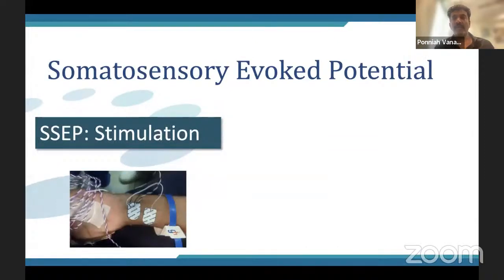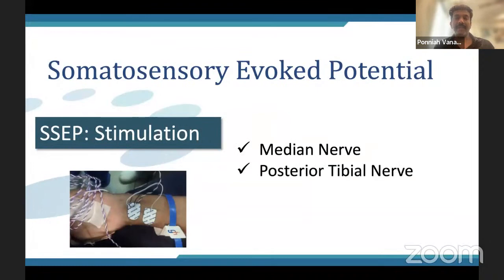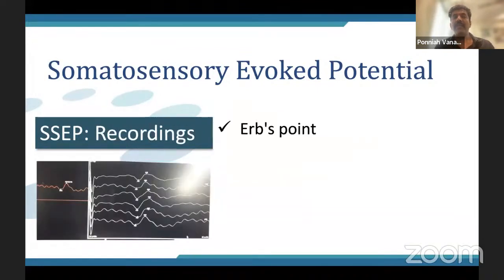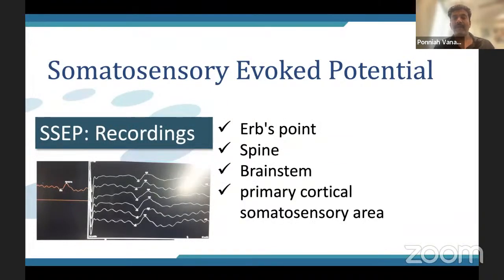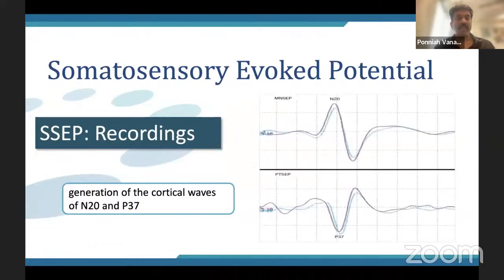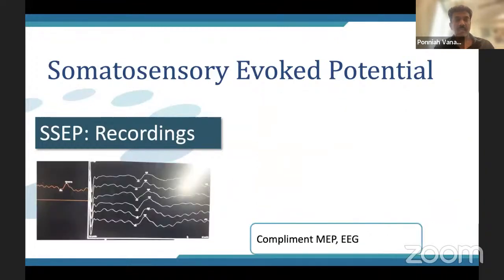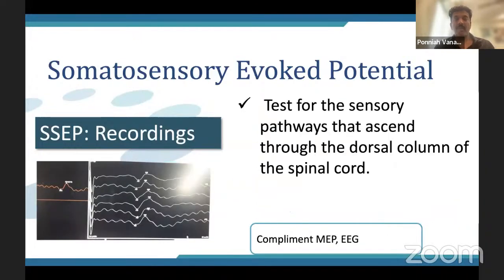So what is somatosensory evoked potential, or the SSEP? In SSEP, a median nerve or a posterior tibial nerve is stimulated. And the recordings we get are at Erb's point, in the spine, and on the brainstem. The waves go through all these points, and ultimately we get the recording from the primary cortical somatosensory area. So this is how the SSEP recordings will look. And it complements the motor evoked potential and the EEG.